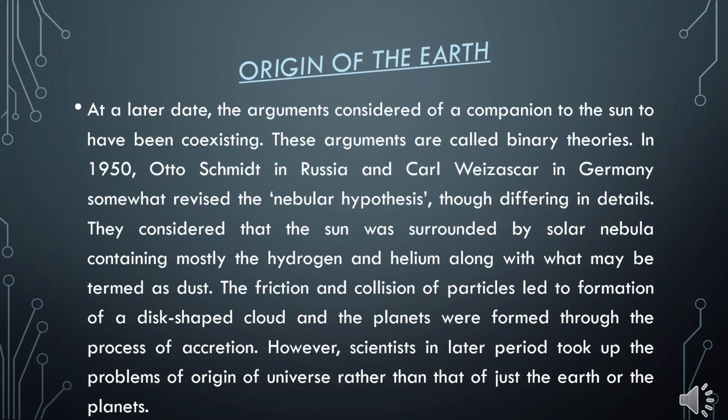At a later date, the arguments considered a companion to the sun to have been coexisting. These arguments are called binary theories. In 1950, Otto Schmidt in Russia and Carl Weizsäcker in Germany somewhat revised the nebular hypothesis, though differing in details. They considered that the Sun was surrounded by solar nebula containing mostly hydrogen and helium along with what may be termed as dust. The friction and collision of particles led to formation of a disk-shaped cloud and the planets were formed through the process of accretion. However, scientists in later period took up the problems of origin of universe rather than that of just the Earth or the planets.